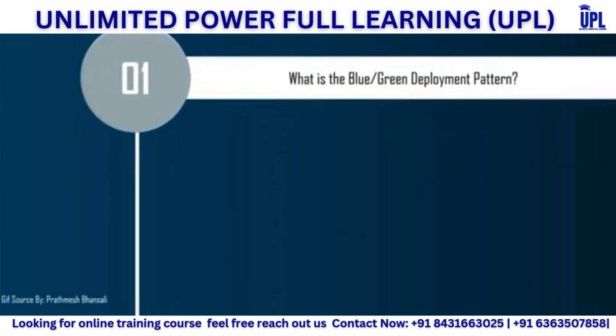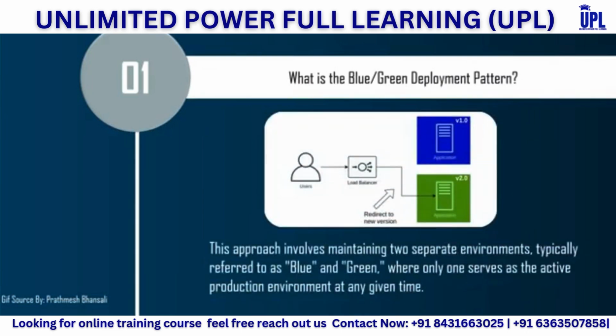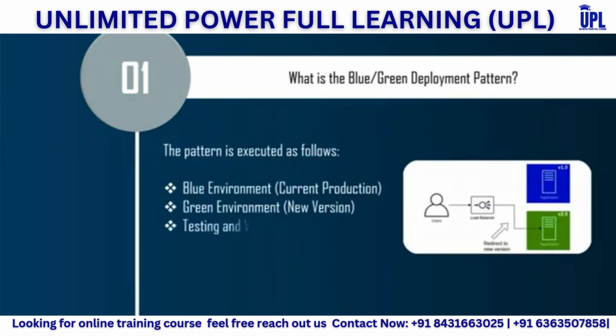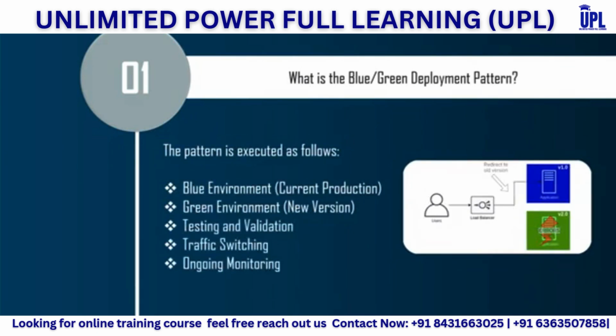The blue-green deployment pattern is a deployment strategy used in DevOps to minimize downtime and reduce the risk of releasing new versions of an application. This approach involves maintaining two separate environments, typically referred to as blue and green, where only one serves as the active production environment at any given time. The pattern is executed as follows. The blue environment is the current production, the green environment is the new version, then testing and validation, traffic switching, and later ongoing monitoring.